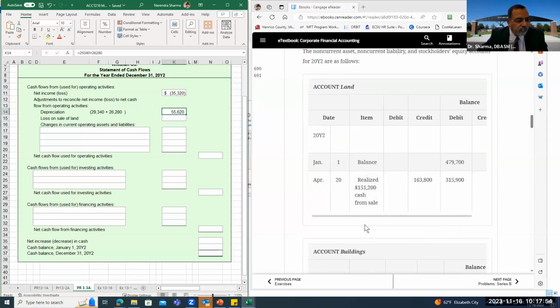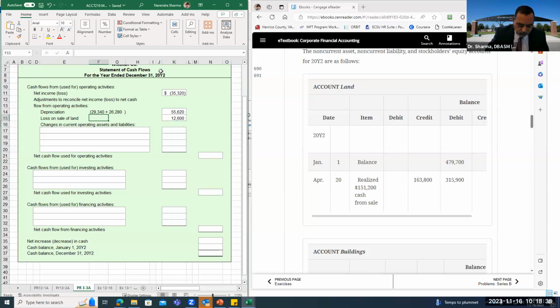Now, we can see that we have sold land. You can see land costing 163,800 was sold, and it says realized 151,200 cash. So that means we made a loss on sale of the land. So how much is the loss? Now, loss, of course, is going to be added back. So let's just look at that. That will be 163,800 minus 151,200. So the loss is 12,600.